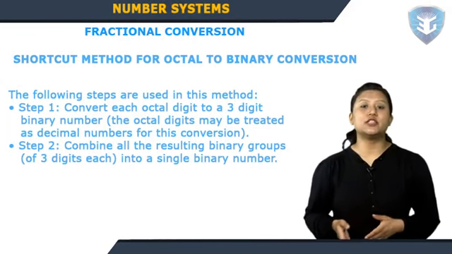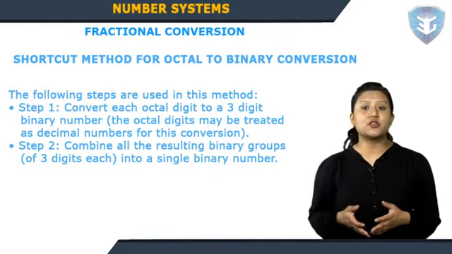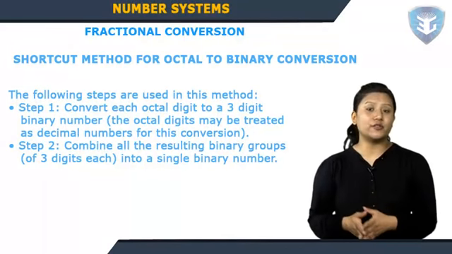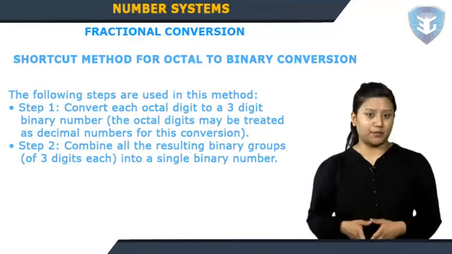Step 1, convert each octal digit to a 3-digit binary number. The octal digits may be treated as decimal numbers for this conversion. Step 2, you combine all the resulting binary groups of 3 digits each into a single binary number.